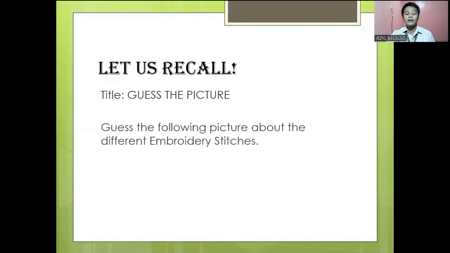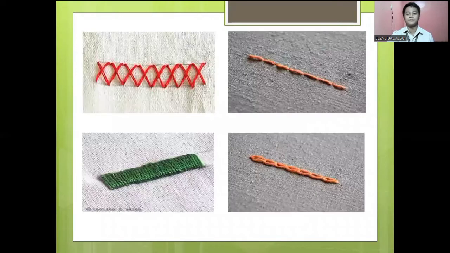And now, as a recap for our previous discussion, we will have a game entitled Guess the Picture. What you're going to do is guess the following pictures about the different embroidery stitches. So anyone from the class can discuss what embroidery stitches are. Yes, Ms. Mendoza. Very good. Embroidery stitches are the smallest unit in embroidery. So embroidery patterns are formed by doing many embroidery stitches. And now let's proceed to our game.